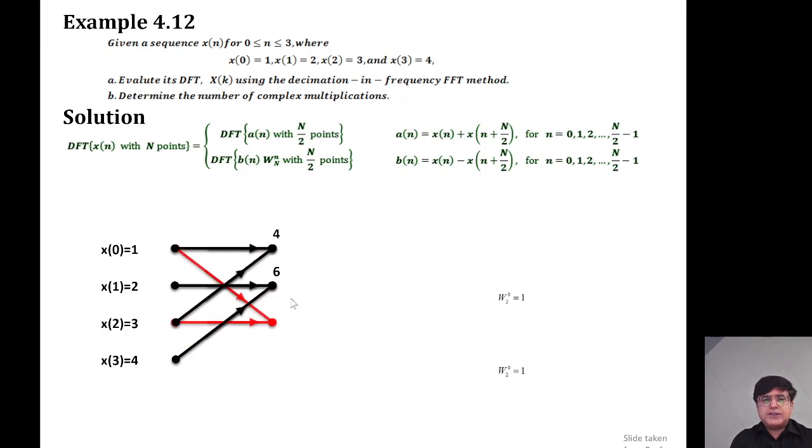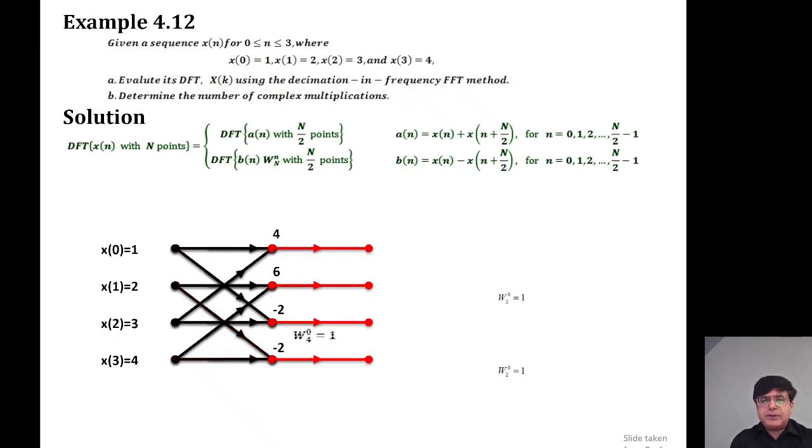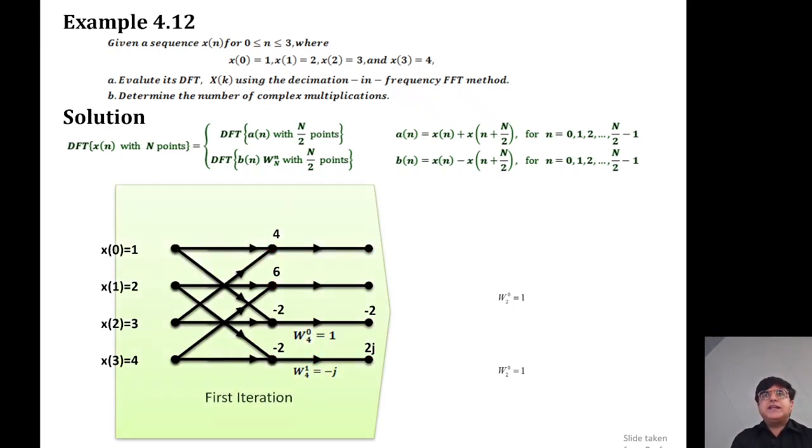Then you get the sequence B of n. So 1 minus 3 is minus 2. Then you have 2 minus 4 is minus 2, right? And then you multiply them with W subscript N to the power n. So W subscript 4 to the power 0 is 1. W subscript 4 to the power 1 is minus j. For that reason, this became minus 2 times minus j, it becomes minus 2j. And so that was the first split, right?